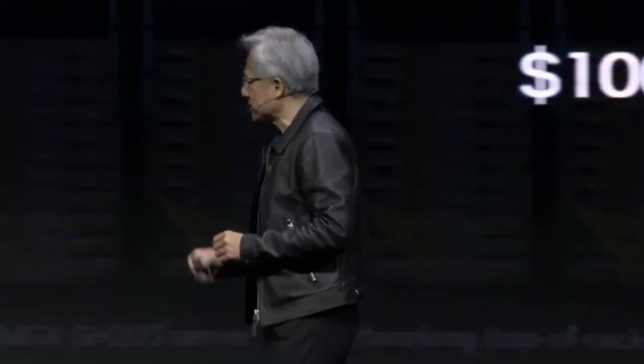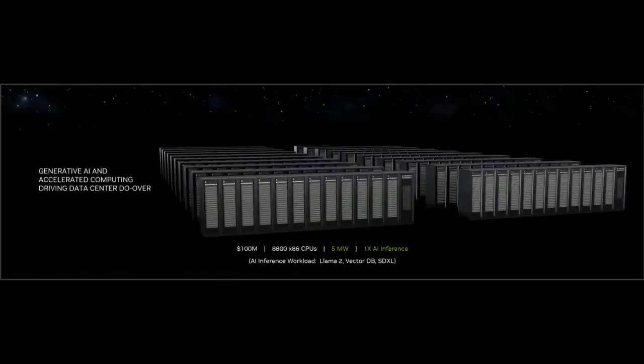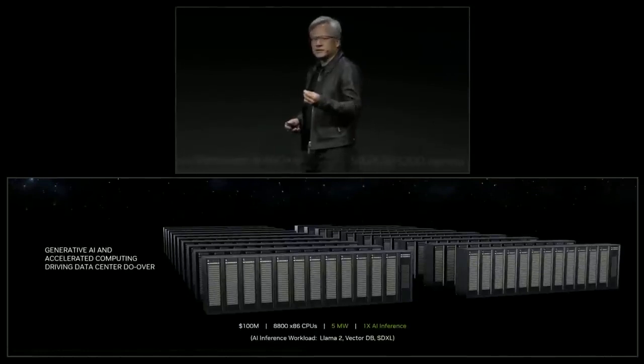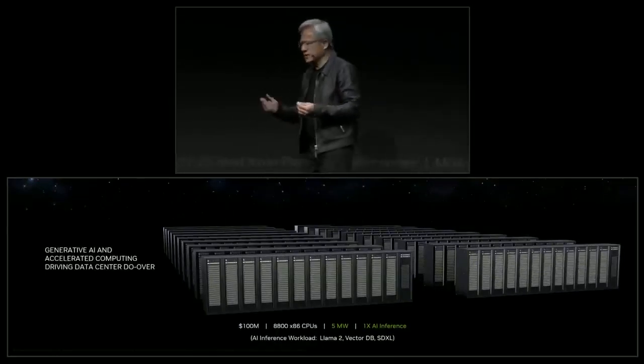And so let me show you this. This is how you would do it. And so now you would have a single Grace Hopper in each one of these nodes. This is the way computing was done in the past. For the last 60 years, ever since the IBM System 360, that's the way we've been doing computing. Well, now, general purpose computing is going to give way to accelerated computing and AI computing.